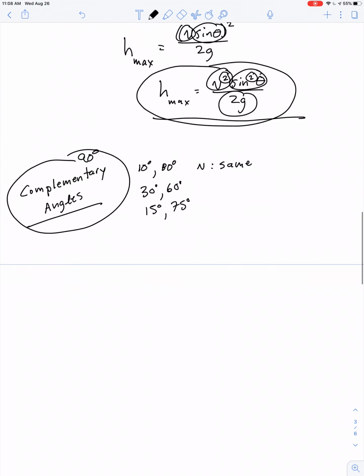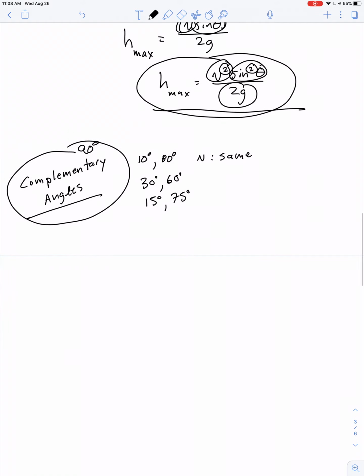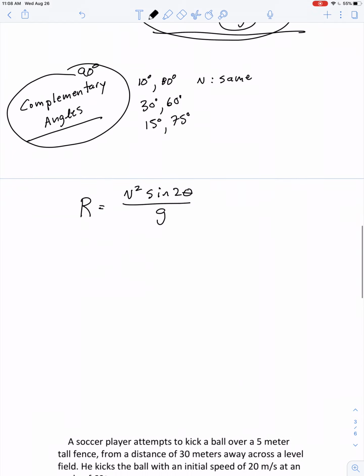So why is it true that complementary angles share the same range? Well, let's look at this equation for range one more time. The range is equal to v squared times sine of 2 theta divided by g. Okay, well, I just encourage you to grab your calculator and pick any two angles that add up to 90 and find out what the sine of 2 times that set of angles would be.